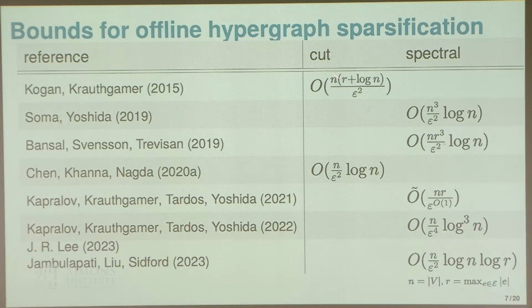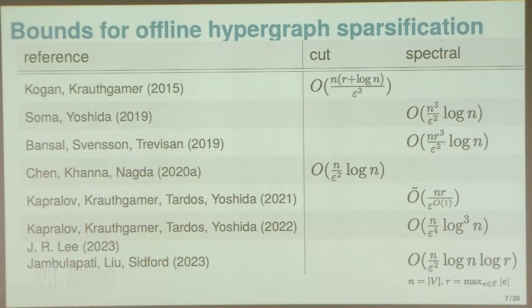Okay, so what's known about hypergraph sparsification? Kogan and Krauthgamer introduced the concept of cut sparsifier for hypergraphs. There's some previous work that implicitly showed existence of cut sparsifiers, but the concept itself was introduced here. At the time, the bound was basically n times r, where n is the number of vertices and r is the maximum size of a hyperedge. The spectral version was introduced by me, and at that time the bound was n cubed.